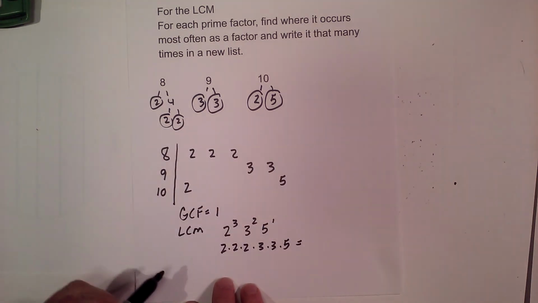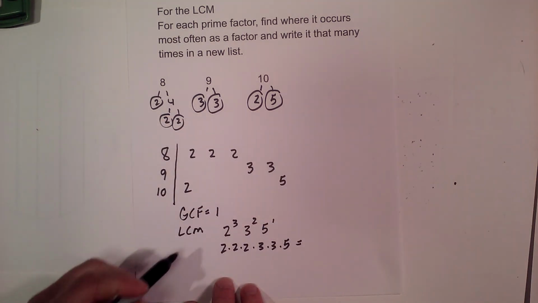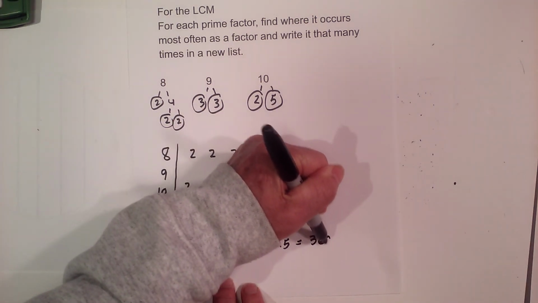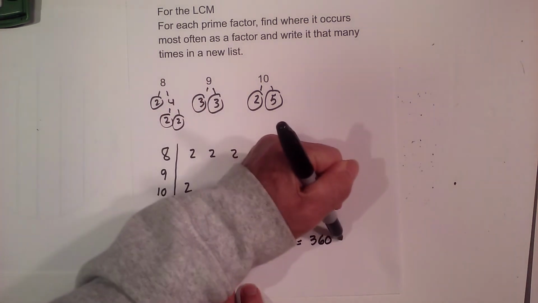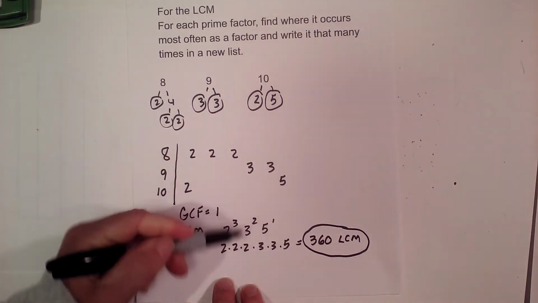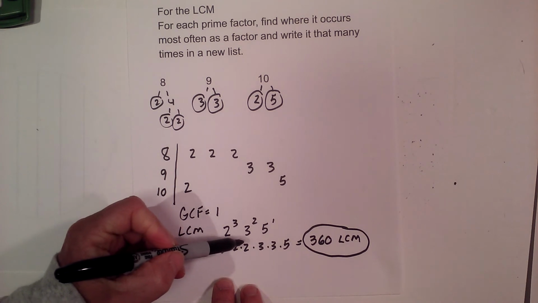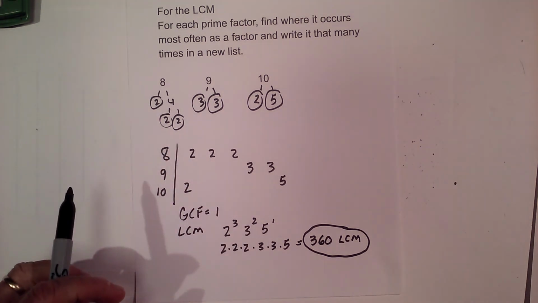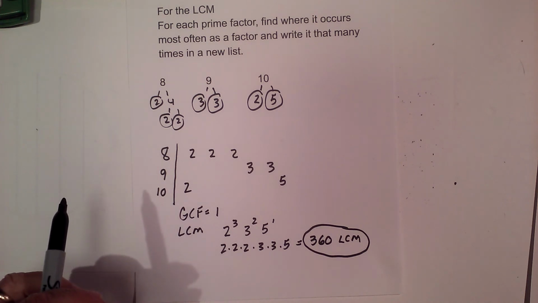And when you multiply all of this out, you get 360. So the LCM equals 360. And that was from 2 times 2 times 2 times 3 times 3 times 5. Okay, let's move on to another.